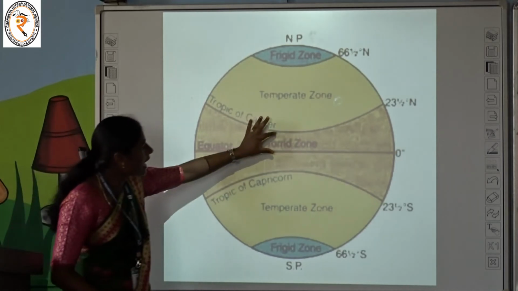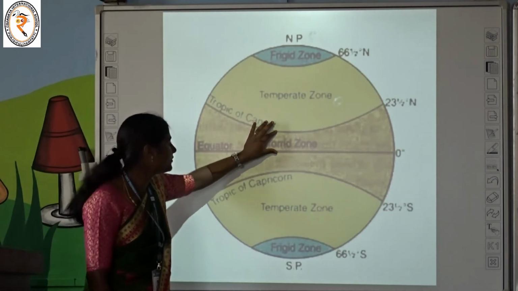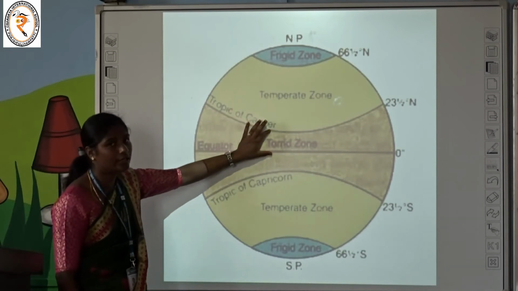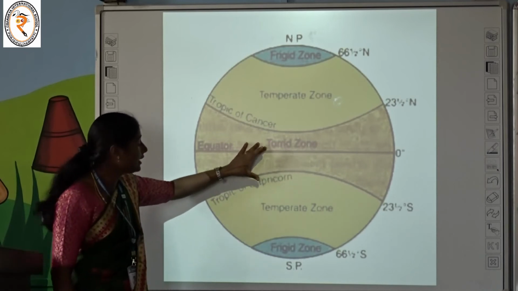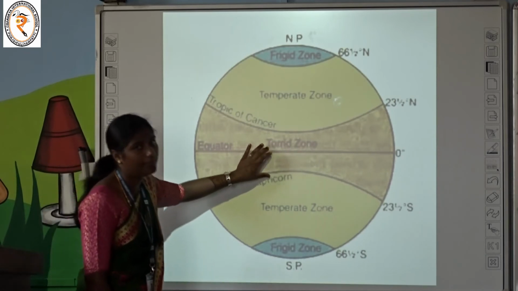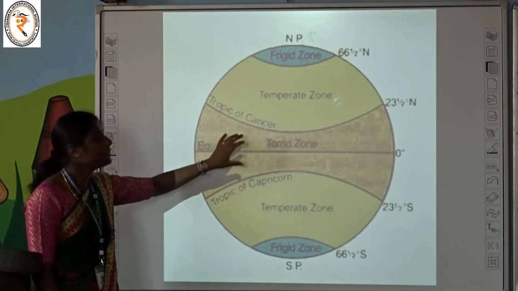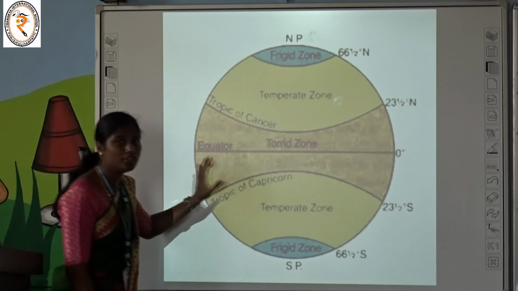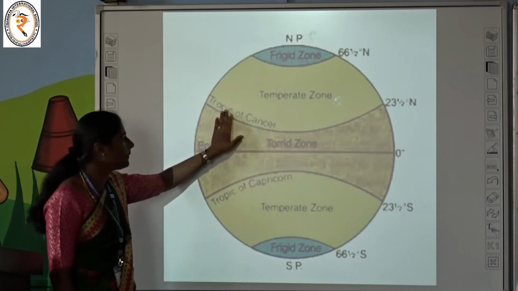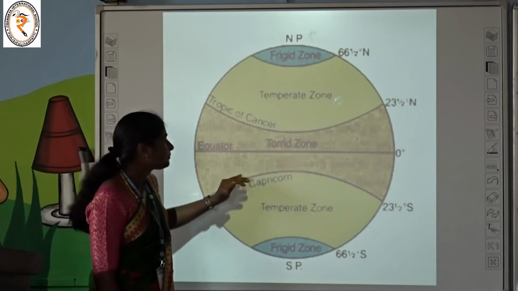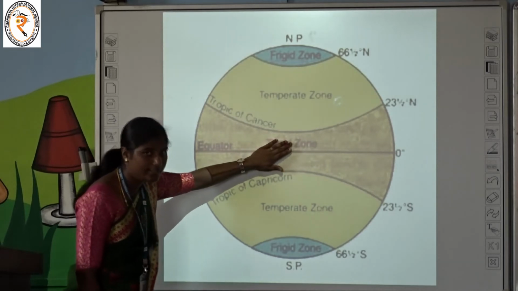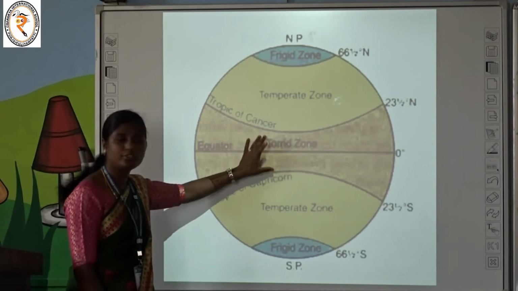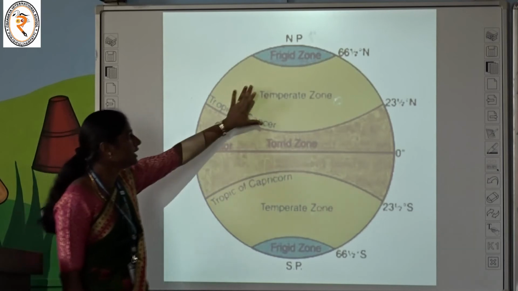So this half region is the northern hemisphere, and this region is the southern hemisphere. So Tropic of Cancer and equator come under the northern hemisphere, and the equator and Tropic of Capricorn come under the southern hemisphere. So this torrid region comes in both the northern hemisphere as well as the southern hemisphere. So understood, children, which is torrid zone? The torrid zone starts from Tropic of Cancer and ends by Tropic of Capricorn, and it is both in the northern hemisphere as well as the southern hemisphere. So you understood what is torrid zone. Yes. Now let us move to the temperate zone.